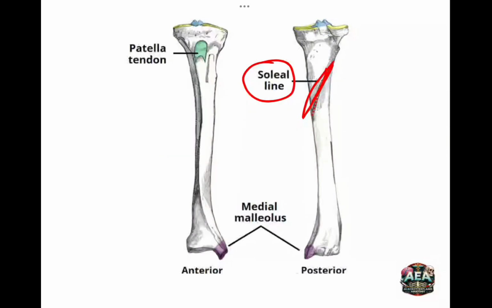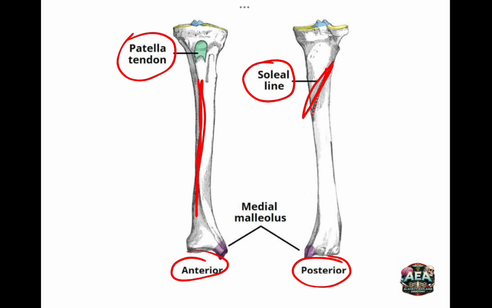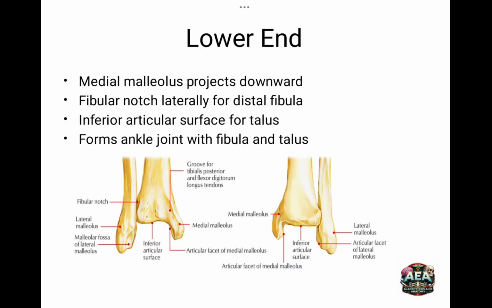So this is the tibia. You have your anterior view, you have your posterior view. See how this tibial crest, the anterior crest, is very sharp. You have your solear line, and you have your patellar tendon attaching at the tibial tuberosity. Now let's look at the lower end of the tibia.